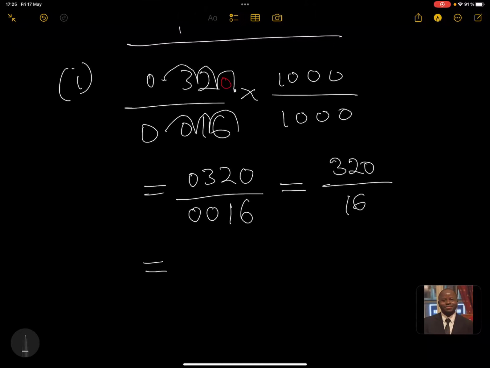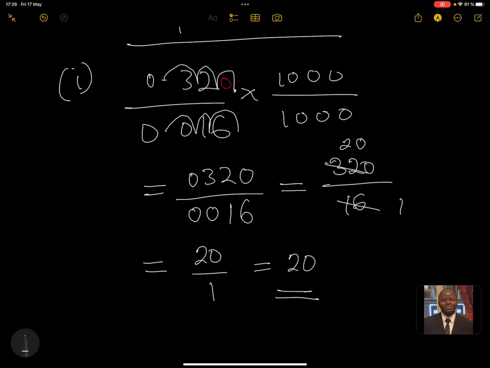To deal with this, just by looking at it, we can see that 32 is a multiple of 16, because 16 times 2 will give you 32. So you just say, how many 16 can you see in the denominator? It is 1. How many 16 can you see in 32? It is 2. How many 16 can you see in 0? It is 0. So the answer is 20 divided by 1, which is the same thing as 20.